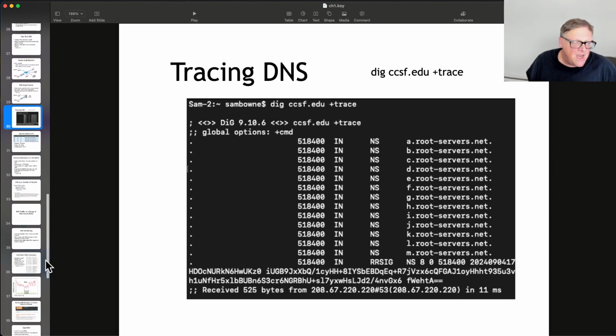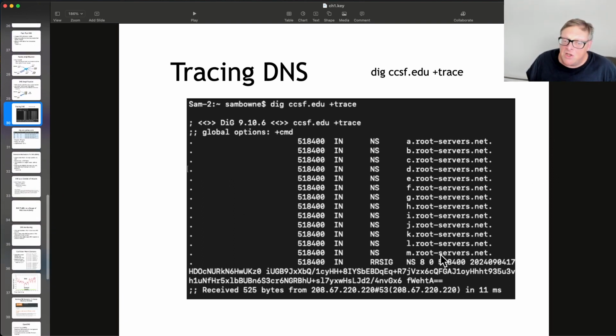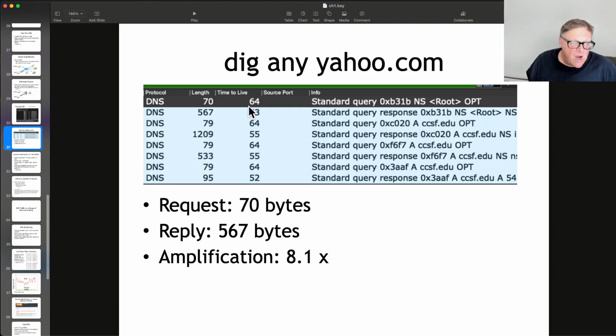I was updating these slides to reflect the fact that City College now has signed records, which it didn't used to. And when you catch them in Wireshark, you'll see a request of 70 bytes gives a response of 567 bytes. Then this one of 79 gives a response of 1209. So this is an issue that's well known. DNSSEC has the side effect of making packet amplification attacks more powerful. So as you can see, even just the first one here, which is not the biggest one, has amplification of about 8 times. This one's even bigger.